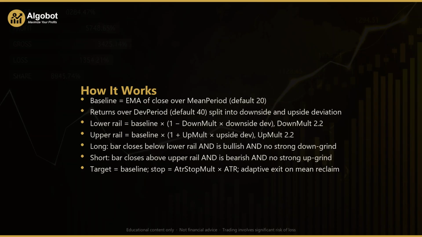Risk is defined immediately. The protective stop is placed at the ATR stop multiple, defaulting to 1.8 times ATR beyond the entry. The take profit is the baseline itself. Before committing, the EA checks that the reward to the baseline divided by that risk clears the min-reward risk floor of 0.8. It also skips entries when the spread is wider than max spread points, and it holds only one position per magic number. Finally, exits are adaptive. Because the baseline keeps drifting, the EA closes a position the moment a later closed bar prints back through the current baseline, banking the completed reversion.